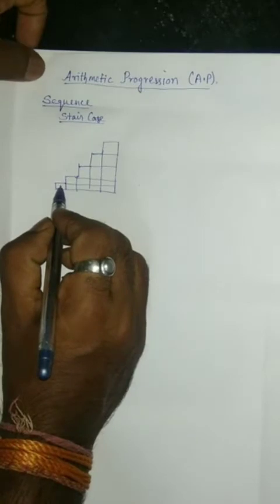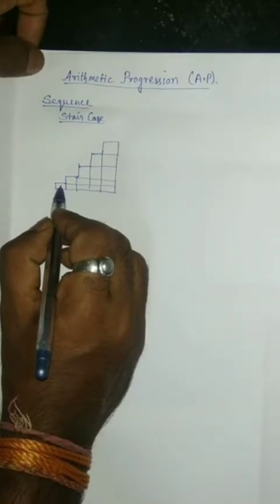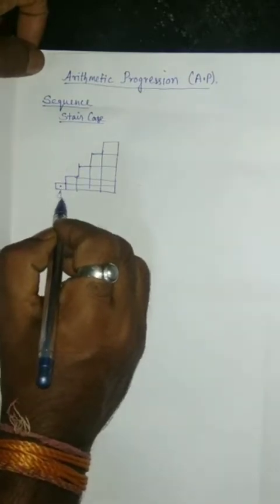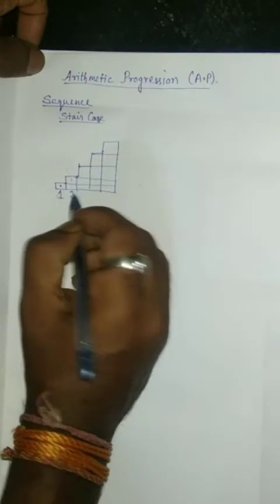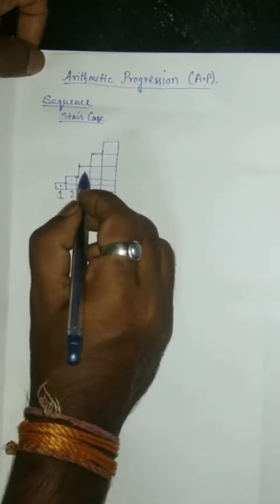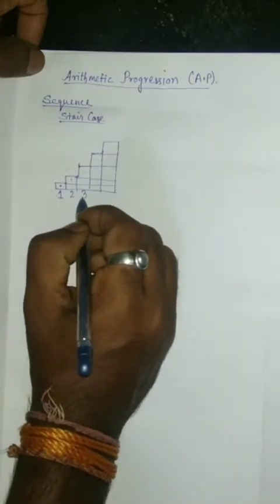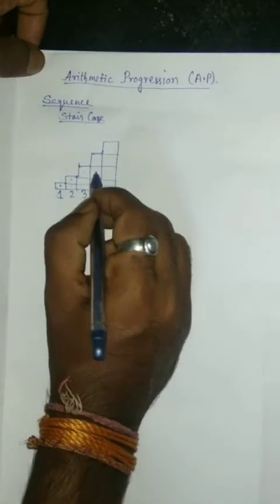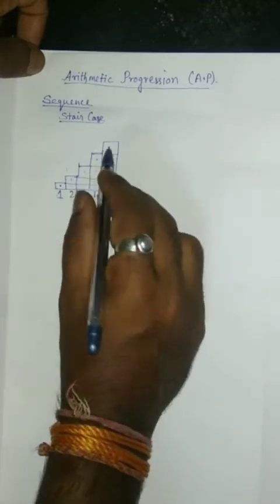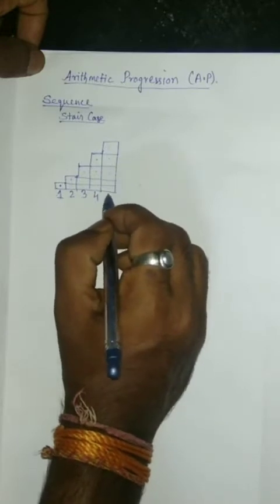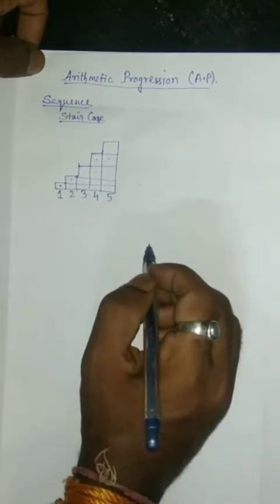Here you can see the number of blocks is 1. In the next step you can see number of blocks is 2. In this you can see number of blocks is 3. In this you can see number of blocks is 4. And in this you can see number of blocks is 5. Okay student?